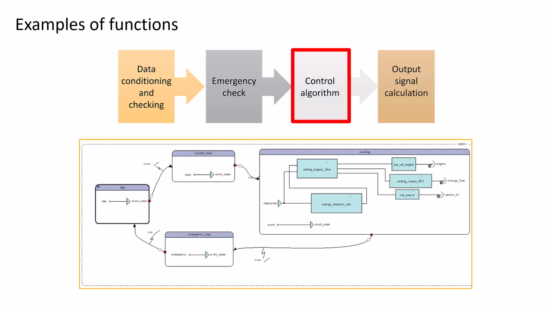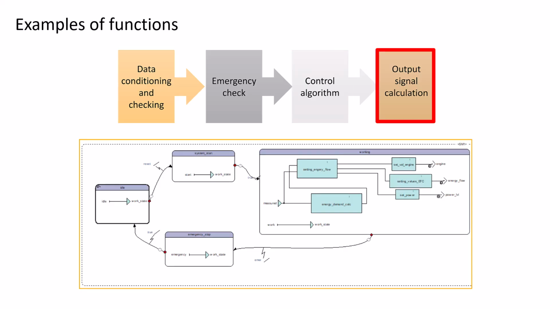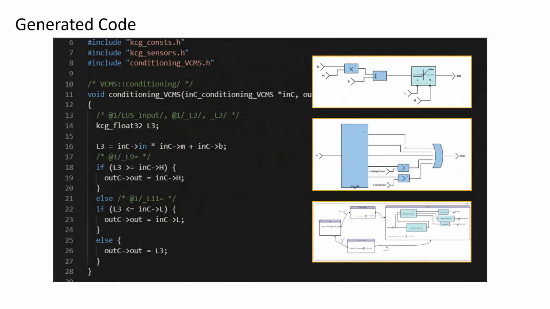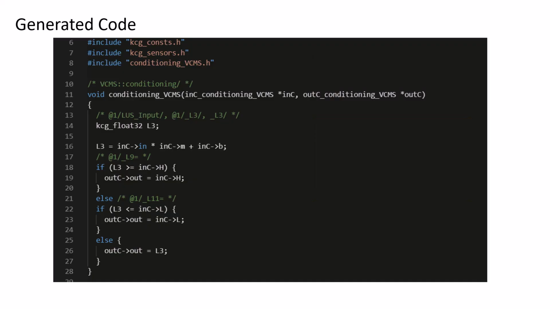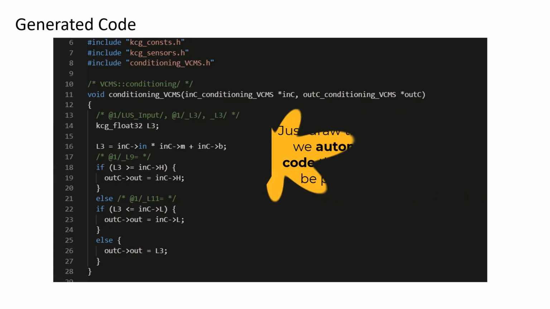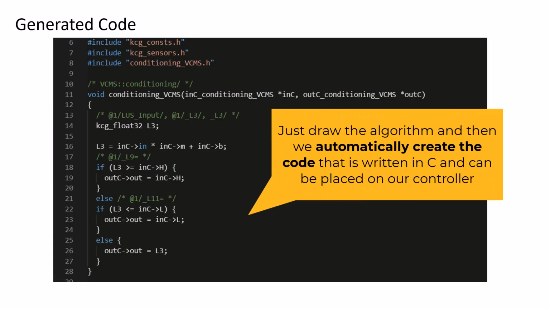And the last element we have here is output signal calculation, which takes the information from that algorithm and sends it to elements like the valve, engine controller, fuel cell controller, etc. And here is an example of the code generated using the Ansys SCADE suite. From the graphical functions which we showed you before, you can generate the code, and it is created in a safe way. Ansys SCADE gives us the possibility to create reliable, safe, safety critical code in a very easy way. We just draw the algorithm, and then we automatically create the code, written in C, that can be placed on our controller.